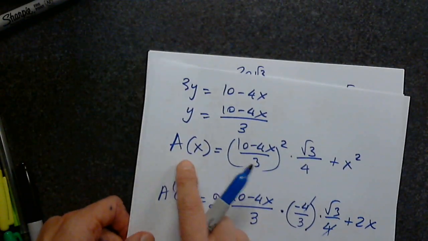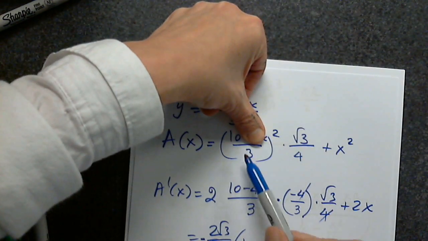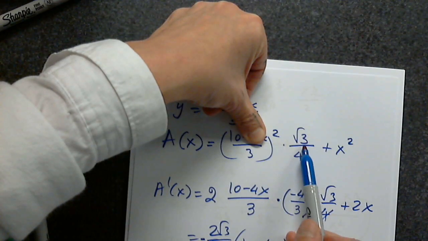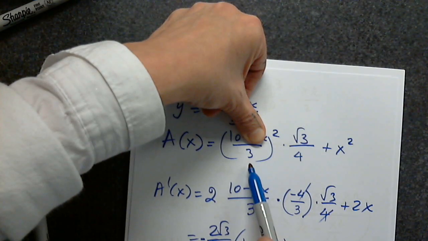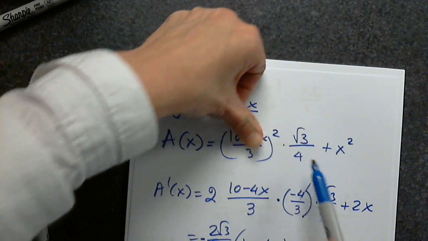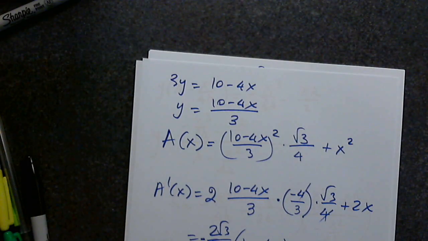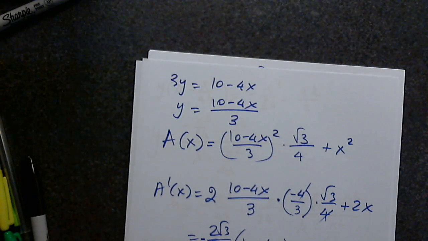And this is A. When x is 0, what do I get? 10/3 squared multiplied by the square root of 3 over 4. So 100 over 9 multiplied by the square root of 3 over 4. How much is that? When x is 0, 100 multiplied by the square root of 3, just to have an idea what it is.